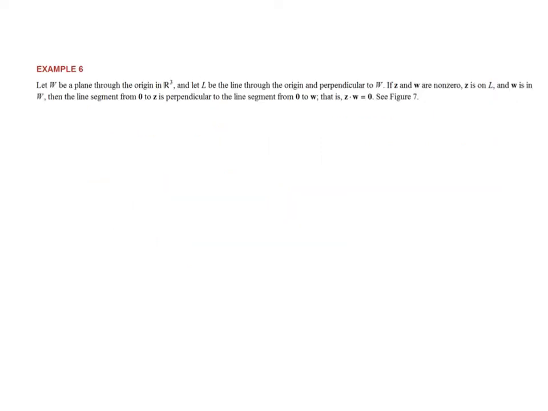For example 6, there's not a lot to do. Just take a second and read through that. Right, we're in R3. W is a plane in R3. And when it says at the end of the example, see figure 7, what it really should say is see my awesome drawing of figure 7. So here is my subspace W, my plane in R3. And here we'll identify this guy as the 0 vector. Let's see. And z, if z and W are non-zero, that is z is on L.